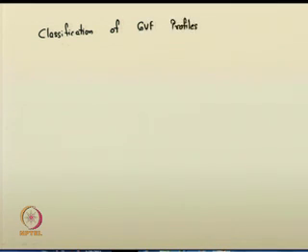So, I can now write it as, say, classification of gradually varied flow profiles. Fine.